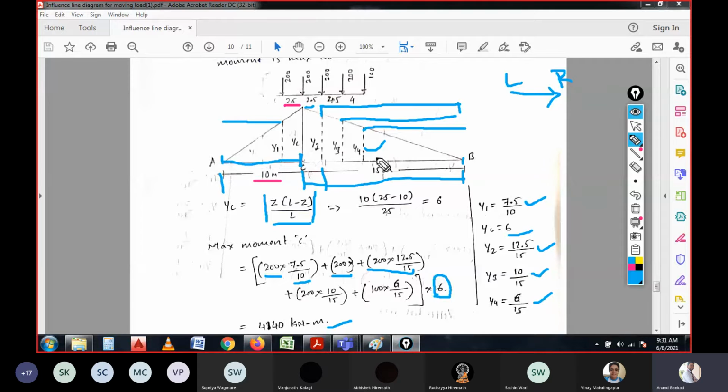I hope you are observing the screen. This 15 meter will be the L minus Z. We are just substituting the value of Z as 10 and L as 25. Right, that is the case. Then you will get the YC value.